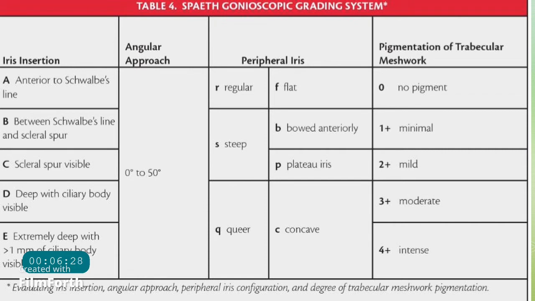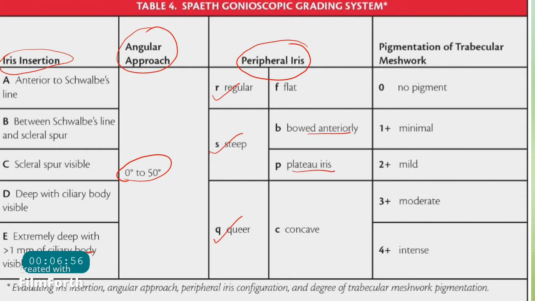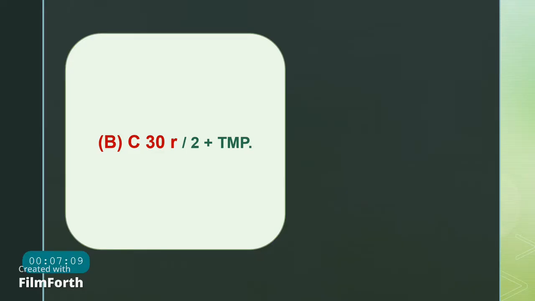Now, this table over here summarizes the Spaeth's gonioscopic grading. As you know, we have the iris insertion A, B, C, D, E, and in E, as you can see, even more than 1 mm of ciliary body band is going to be seen. Then the angular approach or the angle recess from 0 to 40 or 50, then the peripheral iris configuration, whether it is regular, steep or queer. In steep, we have two types, anteriorly bowed or a plateau iris, and queer is basically the concave one. Pigmentation of trabecular meshwork is 0, plus 1, plus 2, plus 3 and plus 4 is intense or dense pigmentation. Now, this is how we actually represent after doing a Spaeth's classification or the Spaeth's grading.